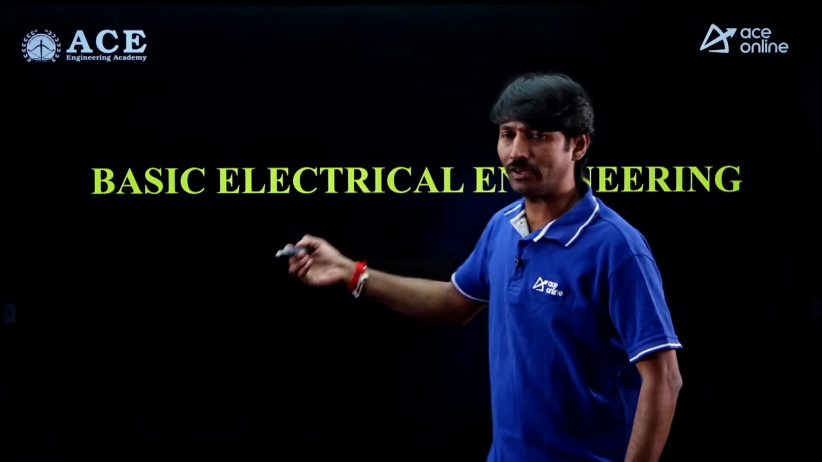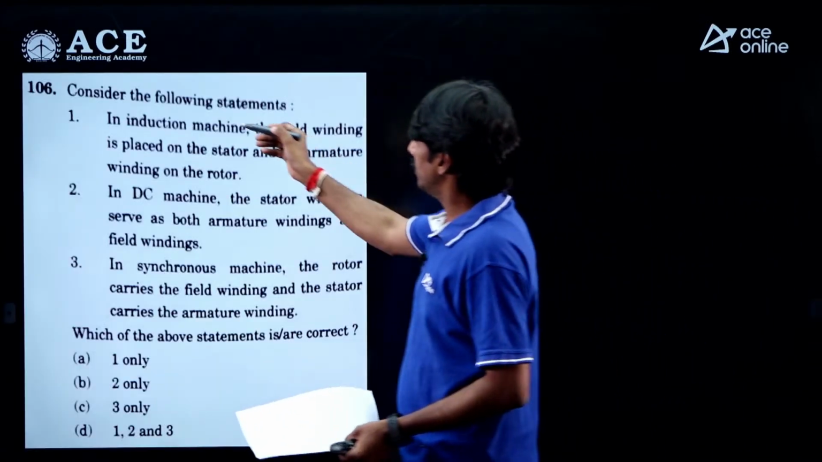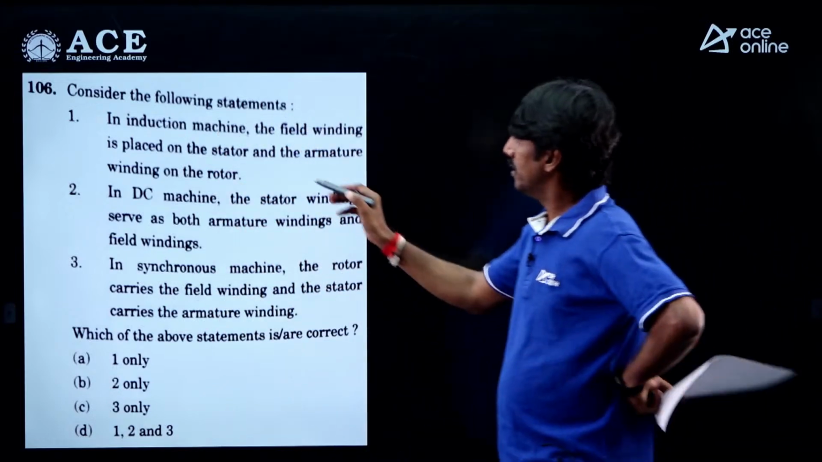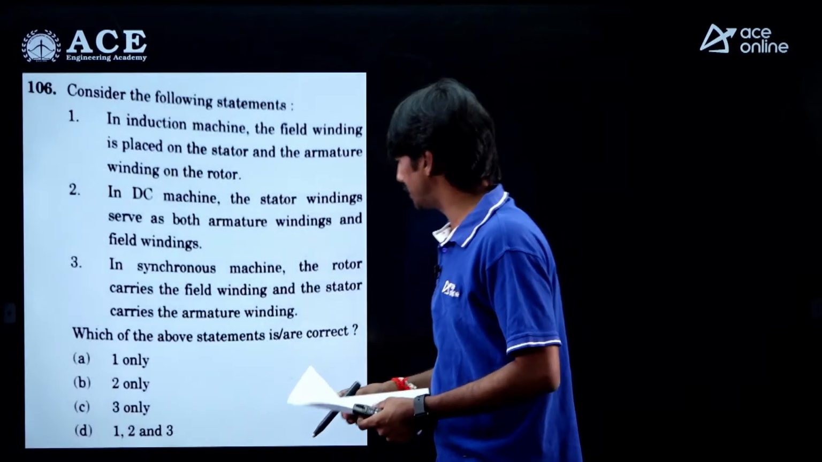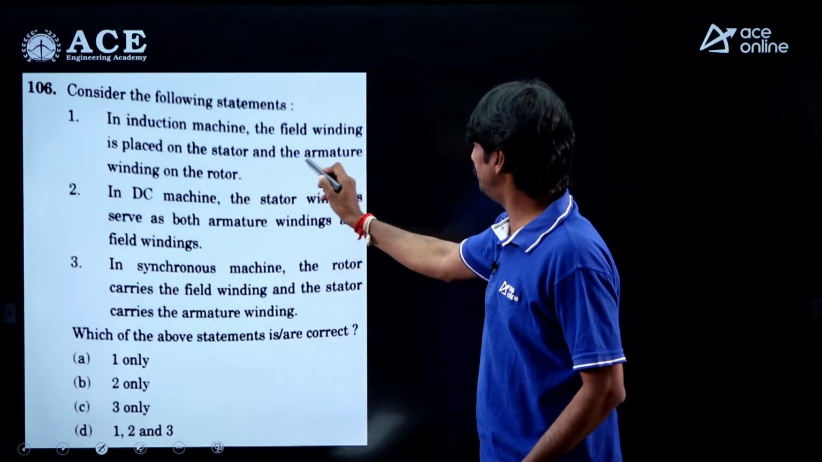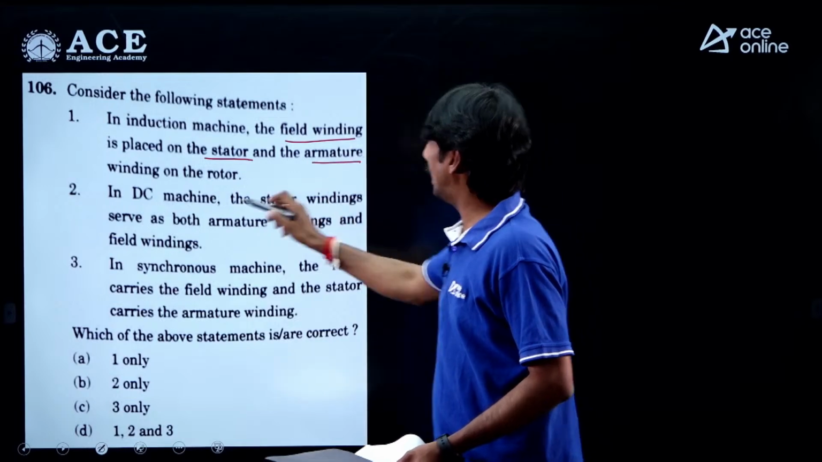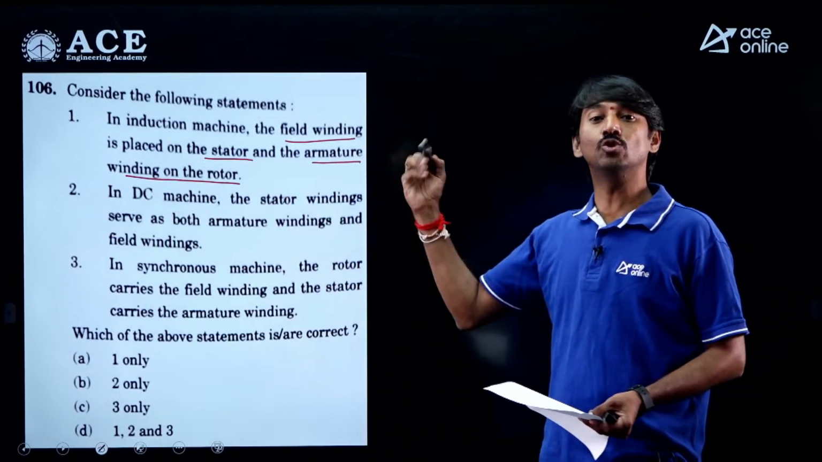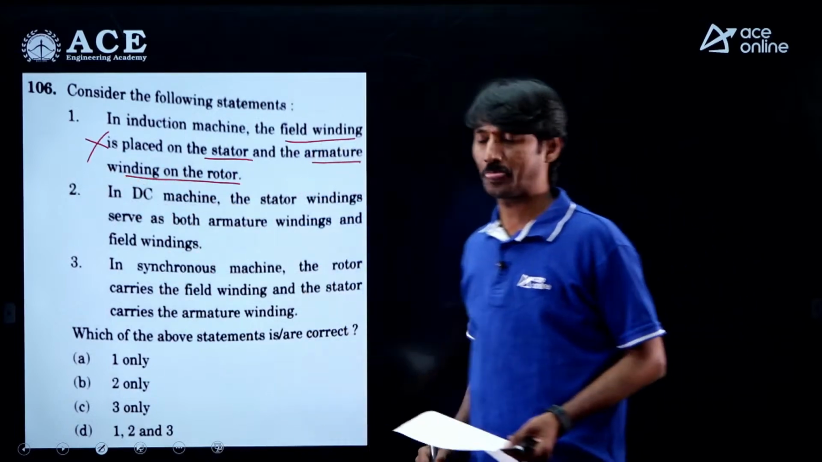Right. Now let us see the questions from basic electrical engineering. Here the first question is based on the machine windings they have given. First question is the induction machine. In the induction machine, field winding is placed on the stator and the armature winding is on the rotor. First of all, in the induction motor, there is no notion of field winding at all. So therefore this is wrong.